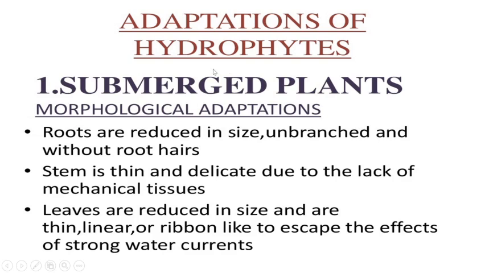Now let us see what is the effect of more water or abundant water in hydrophytes. In submerged plants, the morphological adaptations are that roots are reduced in size, unbranched and without root hairs. Stem is thin and delicate due to the lack of mechanical tissue. Leaves are reduced in size and are thin, linear, or ribbon-like to escape the effect of strong water current.